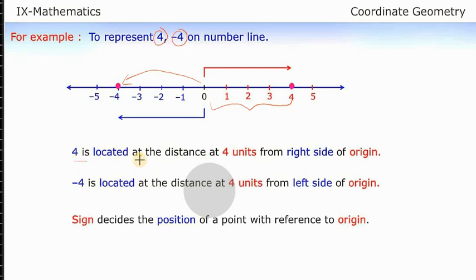So you see, 4 is located at a distance of 4 units from the right side of the origin, and minus 4 is located at a distance of 4 units from the left side of the origin. So sign decides the position. Sign decides the position of a point with reference to the origin.